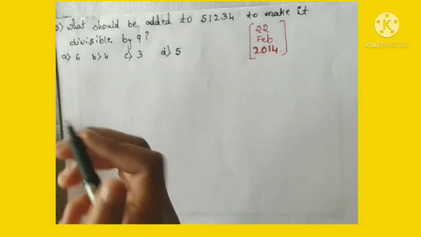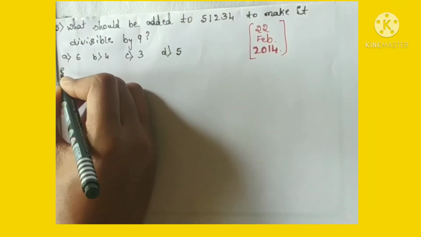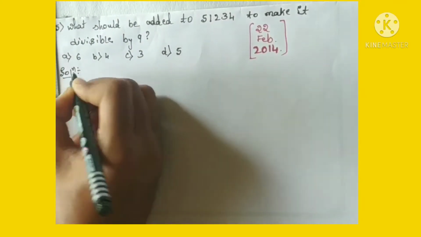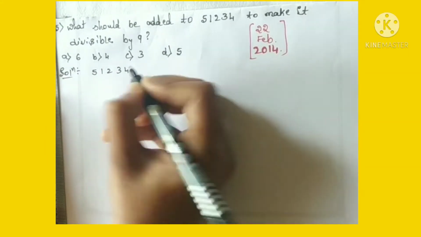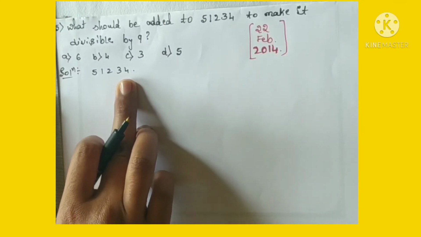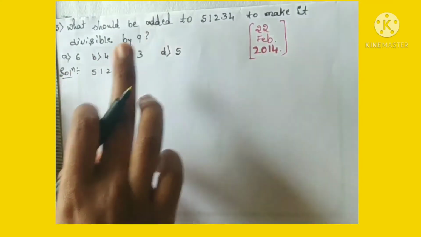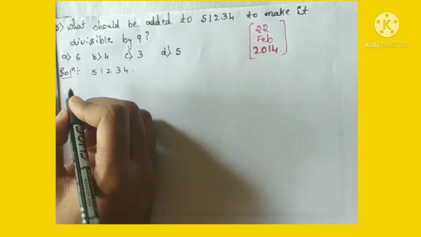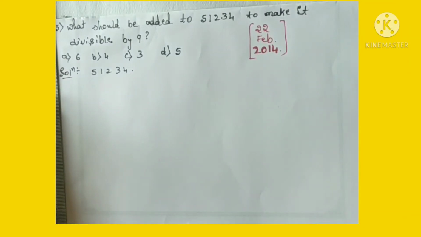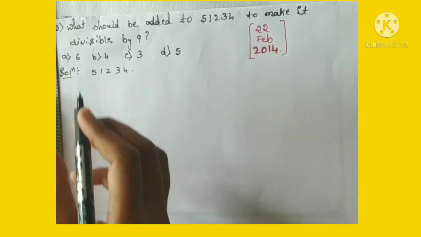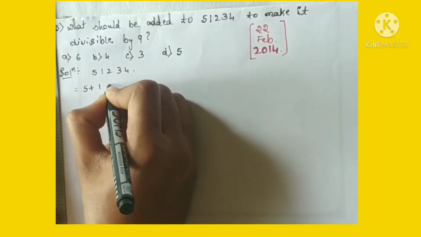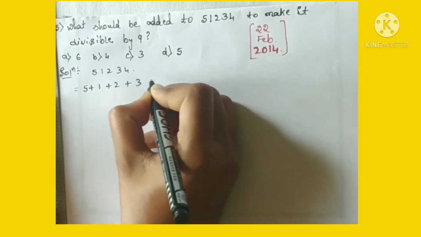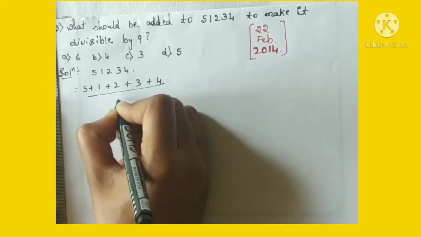Here the given number is 51234, and now I apply the divisibility rule for this number. I apply the divisibility rule of 9. What the divisibility rule of 9 says is the sum of the digits divided by 9. So I just apply that rule. 5 plus 1 plus 2 plus 3 plus 4 divided by 9.